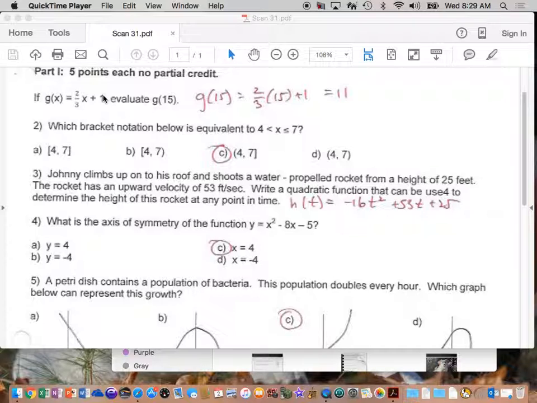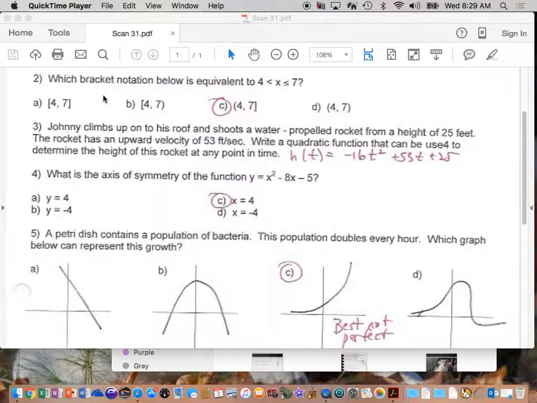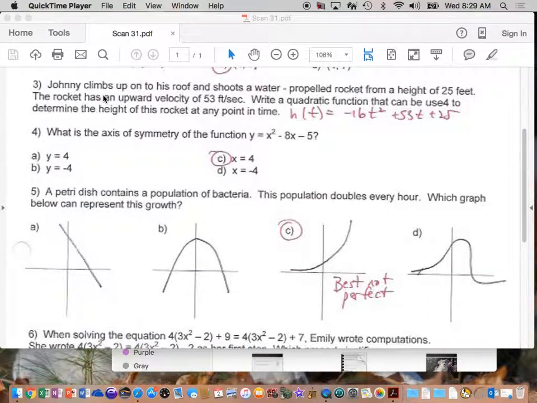All right, any questions on these guys? As we get to number 5C, it's not the best answer because you really can't have negative time, but you should realize that this doubling is exponential. So this is the only exponential graph there, so it's the best answer, so you should go with it. Okay? Yes? How do you get number 4?